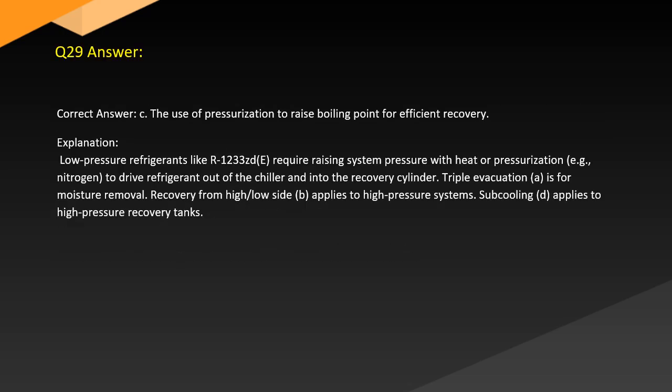Answer. Correct answer: C. The use of pressurization to raise boiling point for efficient recovery. Explanation. Low-pressure refrigerants like R1233zd require raising system pressure with heat or pressurization, using nitrogen to drive refrigerant out of the chiller and into the recovery cylinder. Triple evacuation, A, is for moisture removal. Recovery from high-low side, B, applies to high-pressure systems. Subcooling, D, applies to high-pressure recovery tanks.